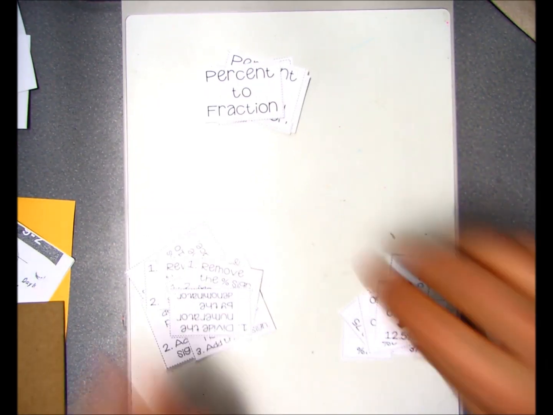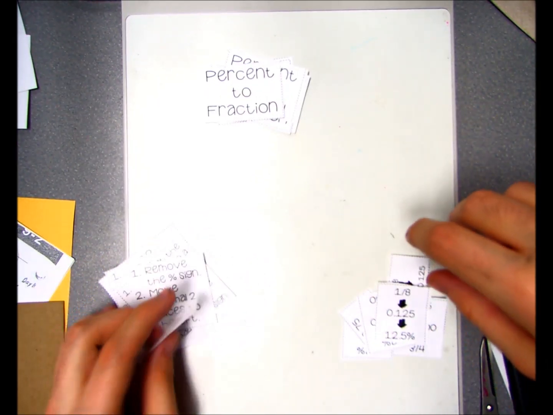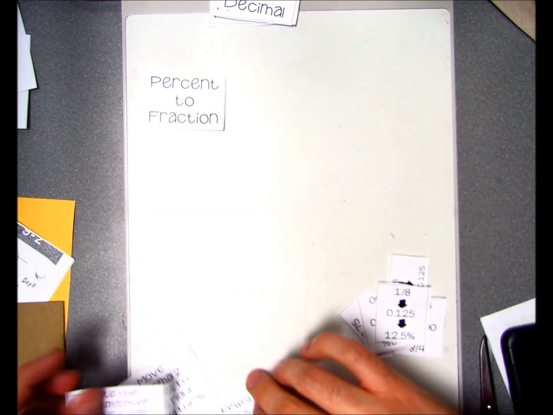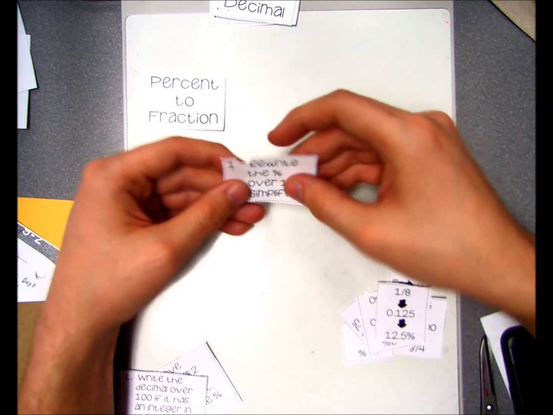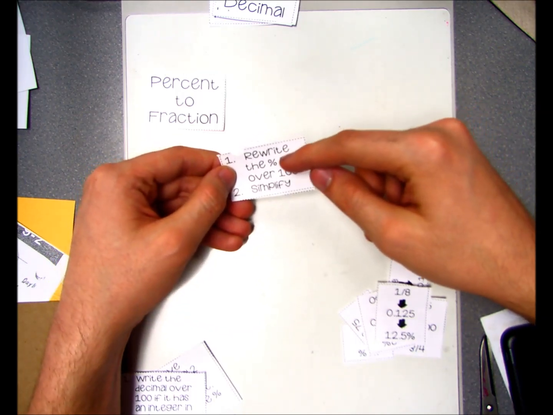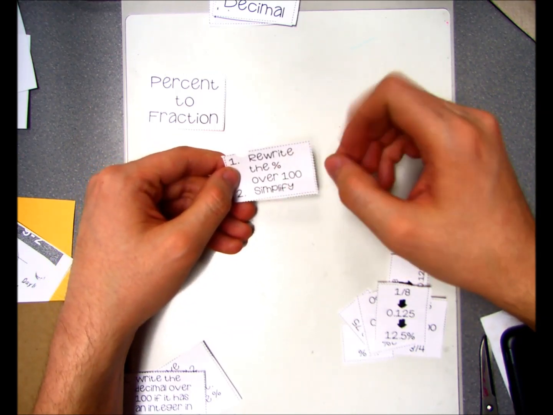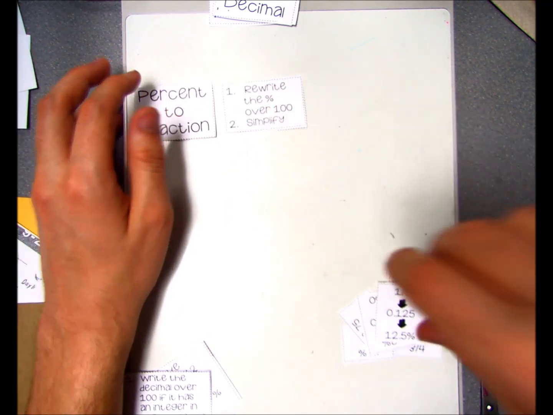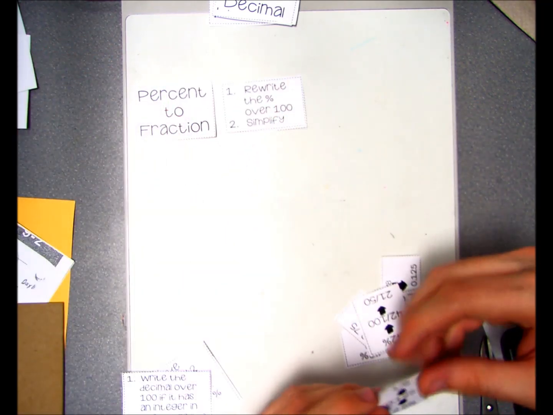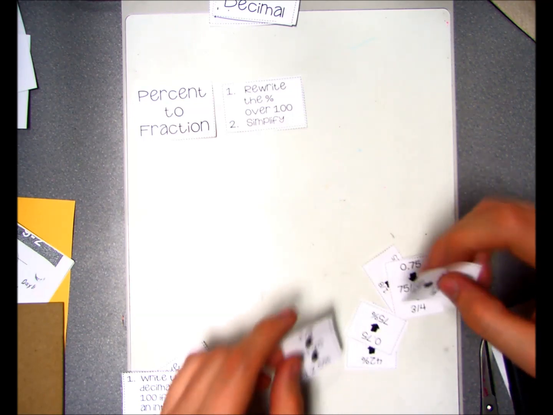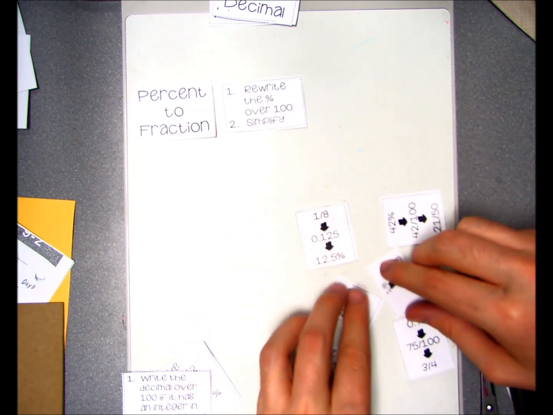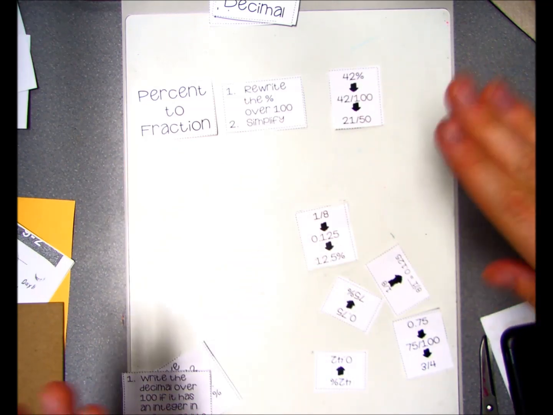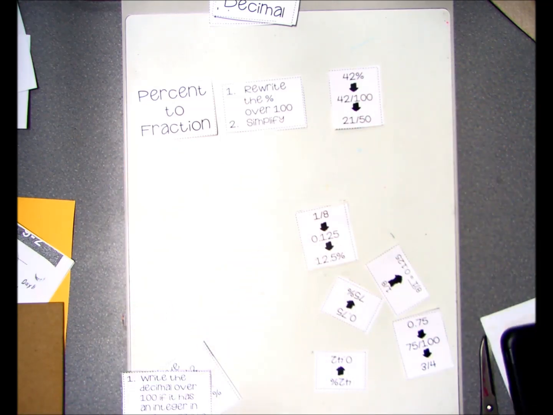Okay. Now, next step is you probably want to sort these out beforehand. Here, this looks like the right process. Rewrite the percent over 100 and then simplify, which just means for us to reduce. Okay, so that would go with that. And then we look for an example. And really the examples are even easier because you look for something that starts as a percent, ends as a fraction. And there we go. All right, so you're going to sort out the rest of those.